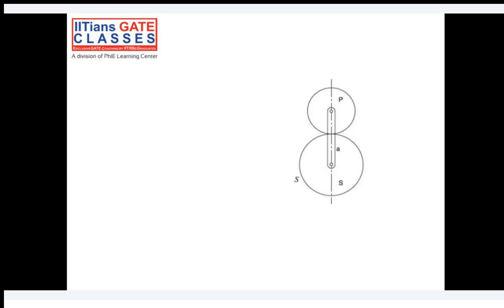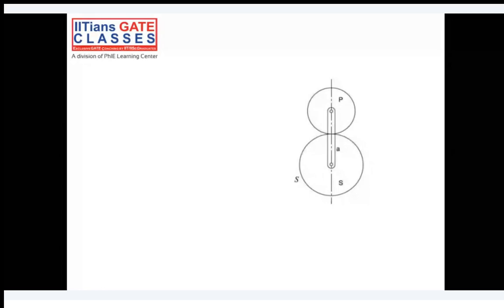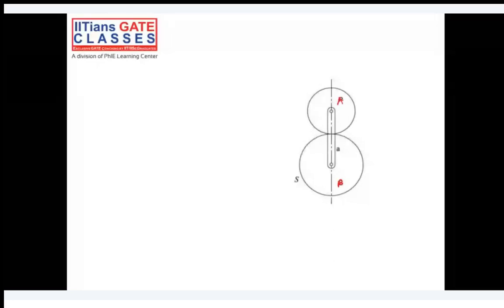I'll just take a simple question to make you feel comfortable about the overall process of analyzing. An epicyclic gear train consists of an arm and two gears, gear A and gear B, having 30 teeth and 40 teeth respectively. The arm is rotating about gear A.